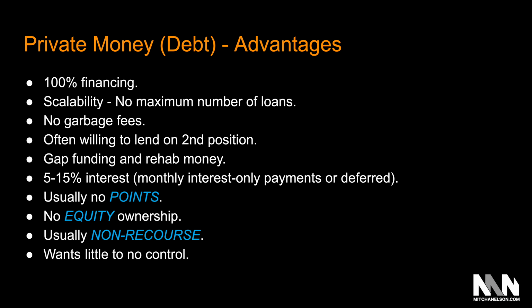So it's scalable. There's no maximum number of loans, right? It's scalable until your relationship has run out of money, basically. So that's good. As you get good at having these conversations with people and showing them how they're going to benefit from it as well, the sky's the limit. There's no garbage fees, right? There's no hidden fees that they're going to charge you. What you guys negotiate and what you set up front is what it is.